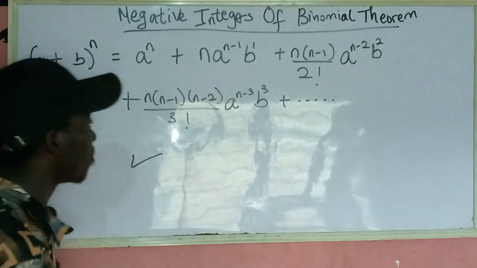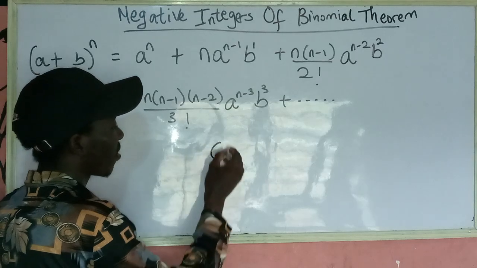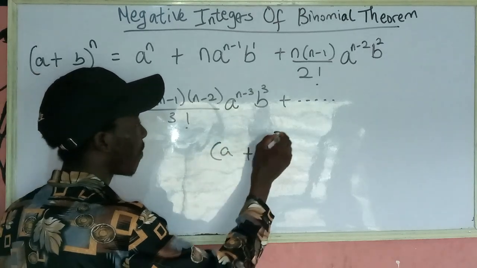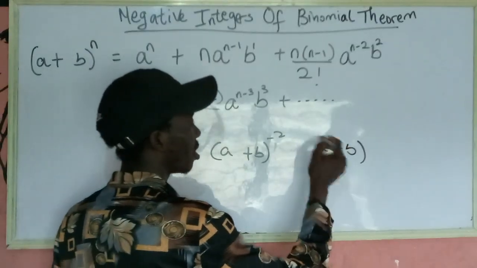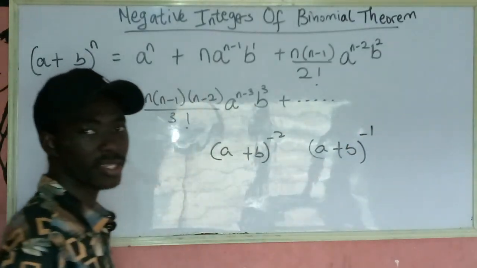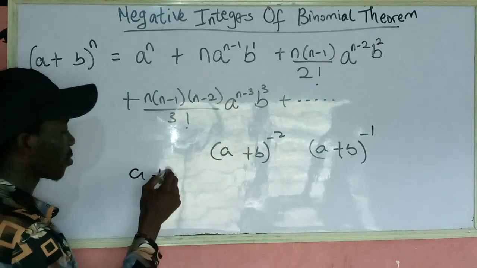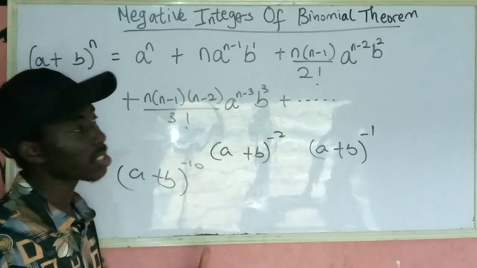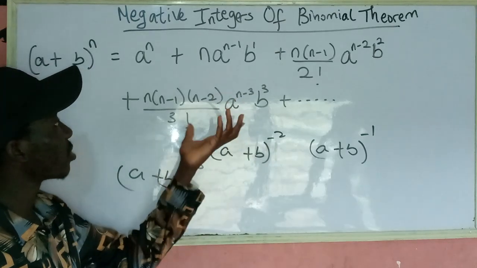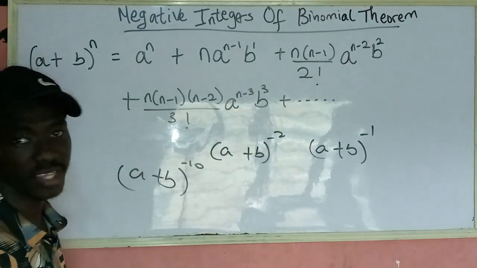So we're checking out how to expand negative powers of binomials. Whenever you have something like this, let's assume you have a plus b raised to power minus 2, how do you expand it? Whenever you have a plus b raised to power minus 1, how do you expand it? How do you expand a plus b raised to power minus 10? All these can be expanded by using this expanded form.